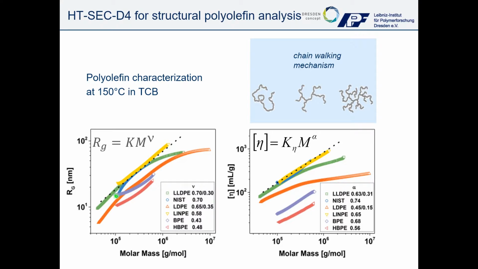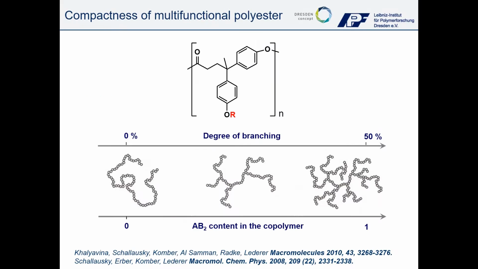So compared to the linear polymers, the polymers synthesized by the chain walking mechanism show clearly a much more dense structure, which can be explained with their very strongly branched character. In other words, the combination of size exclusion chromatography together with viscosity and static light scattering detection in this case can give us direct information about the conformation of this novel type of polymers.